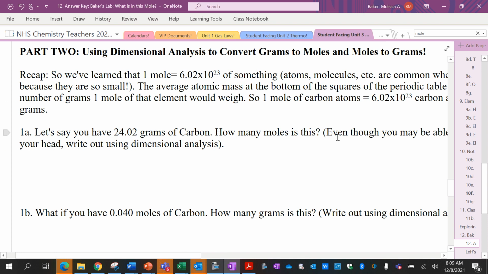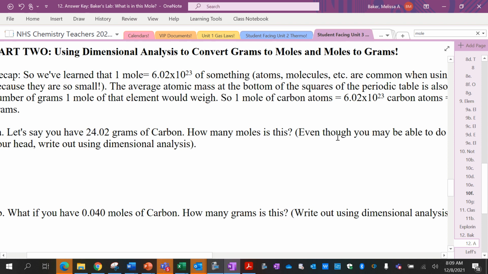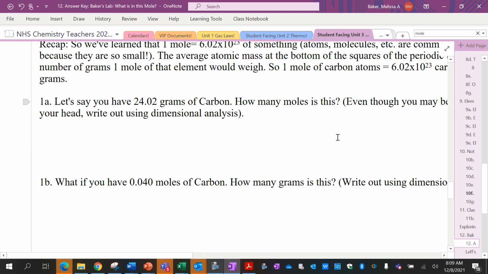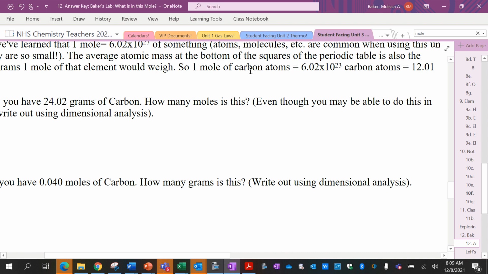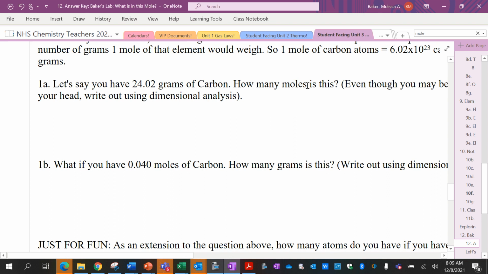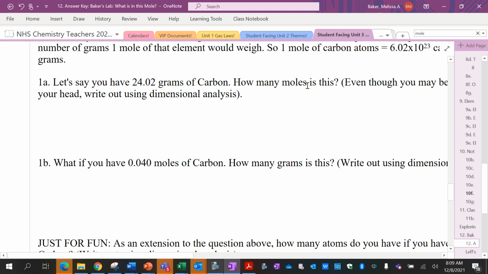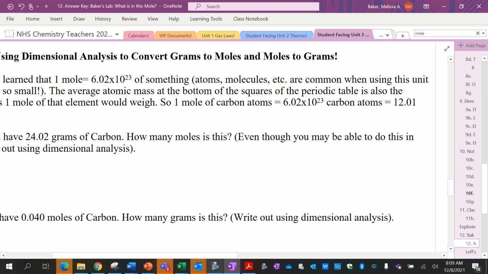equals that number. The average atomic mass at the bottom of the squares of the periodic table is also the number of grams 1 mole of that element would weigh. So for example, carbon, if you had 1 mole of carbon atoms, that would be 6.02 times 10 to the 23rd carbon atoms, and they would weigh 12.01 grams. Okay, so what if you had 24.02 grams of carbon? How many moles? Well, 1 mole is 12.01. So how many moles would be 24.02?